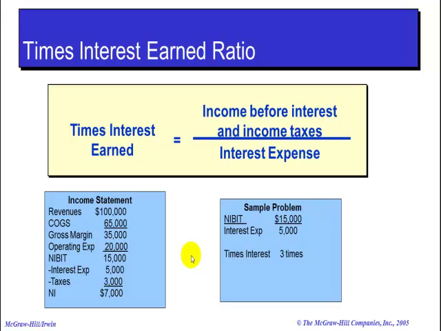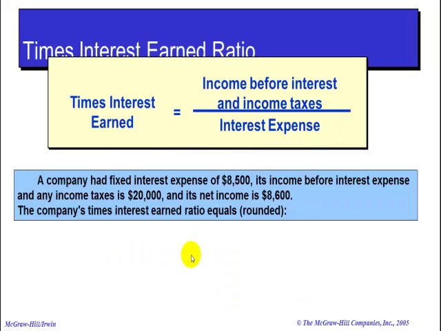Now the bank likes this number to be as high as possible because that way they're taking as little risk as possible on this loan. And now that you see how this works, let's go on into our problem here. Actually, this isn't a problem. We can do this one pretty quickly also.